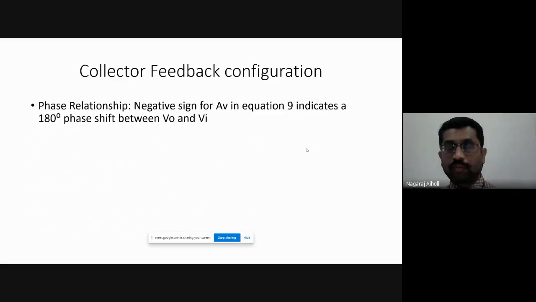And phase relationship, output voltage and input voltage are out of phase with respect to each other. They are 180 degree out of phase with respect to each other. Right? Clear here, students?